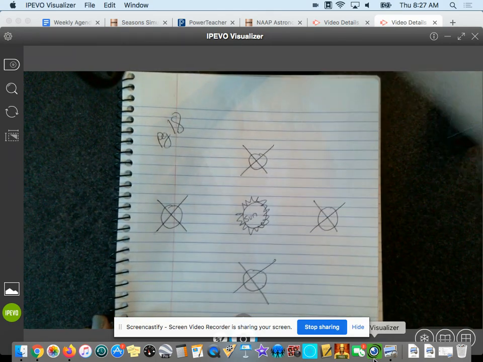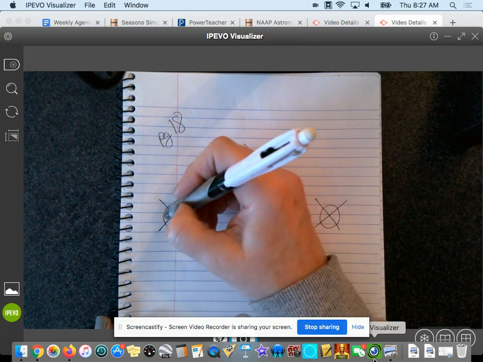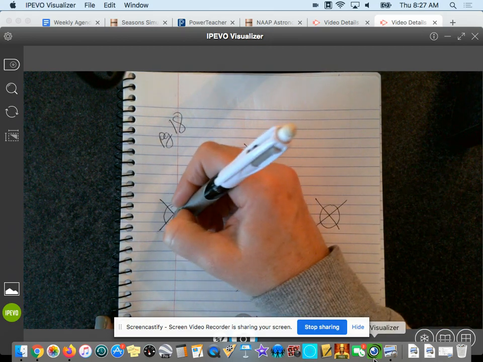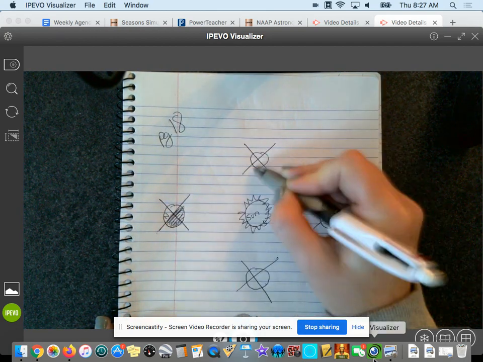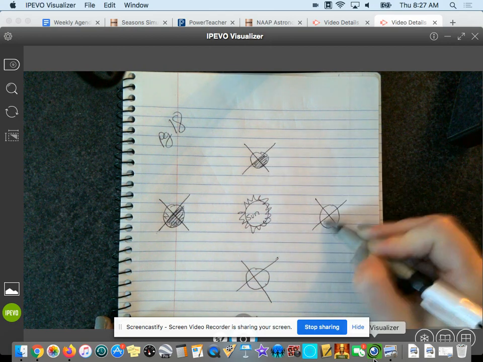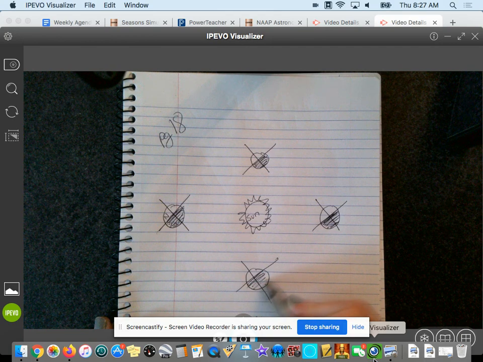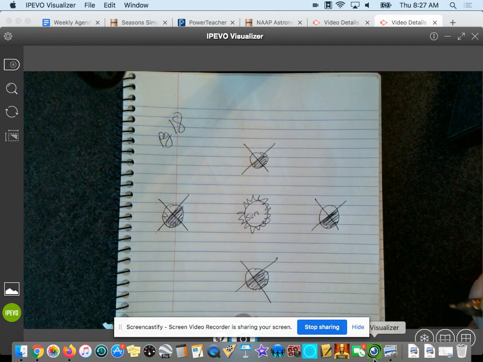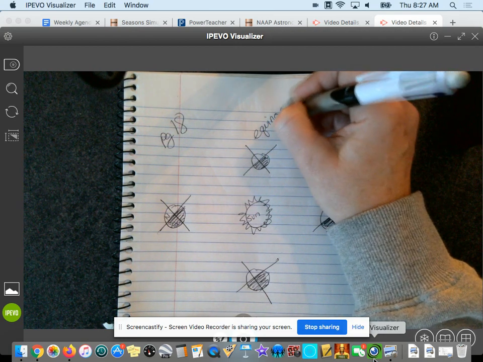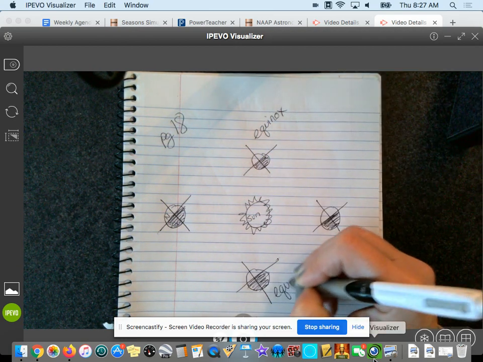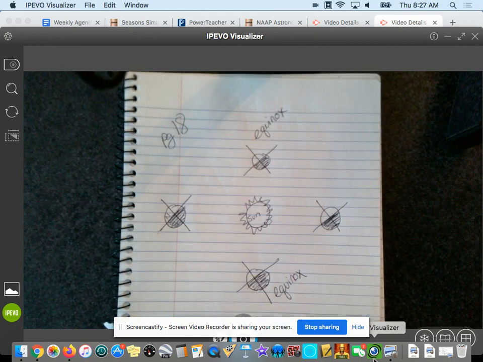Okay, now after you tilt everything, I like to shade it in. Each one of these Earths has a south and a north. I like to shade in one of the hemispheres just to make it visually apparent which hemisphere is tilted towards or away. And then we can label these equinox. And now, this is pertaining to the northern hemisphere.